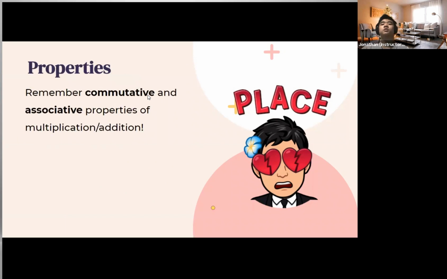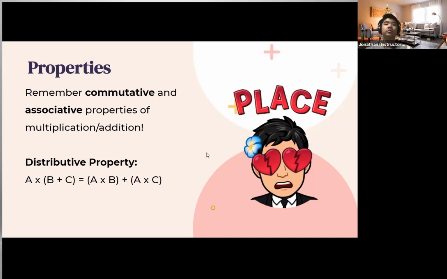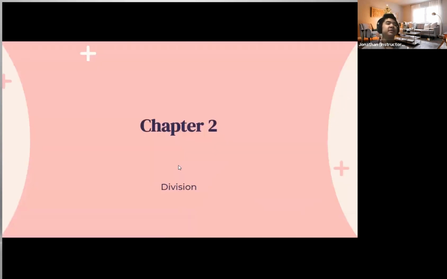And then properties. So remember your commutative and associative properties of addition and multiplication, and your distributive property. So distributive property, A times (B plus C) is equal to A times B plus A times C. And also, you should probably know how to multiply.